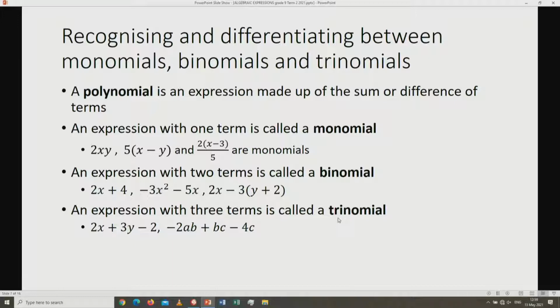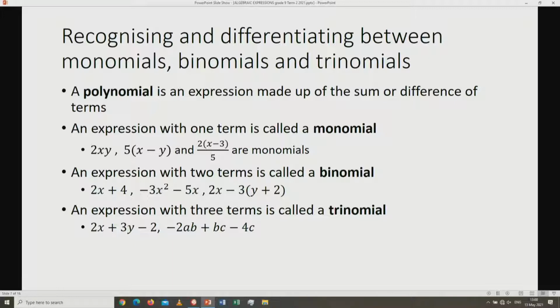Trinomial. Can you check the terms? Mono, it's a single, it means one according to the Greek language. And then bi, it's two. And tri is 3. Remember bi from bicycle, which is 2 wheels, 2 cycles. And tricycle, which is 3 cycles.